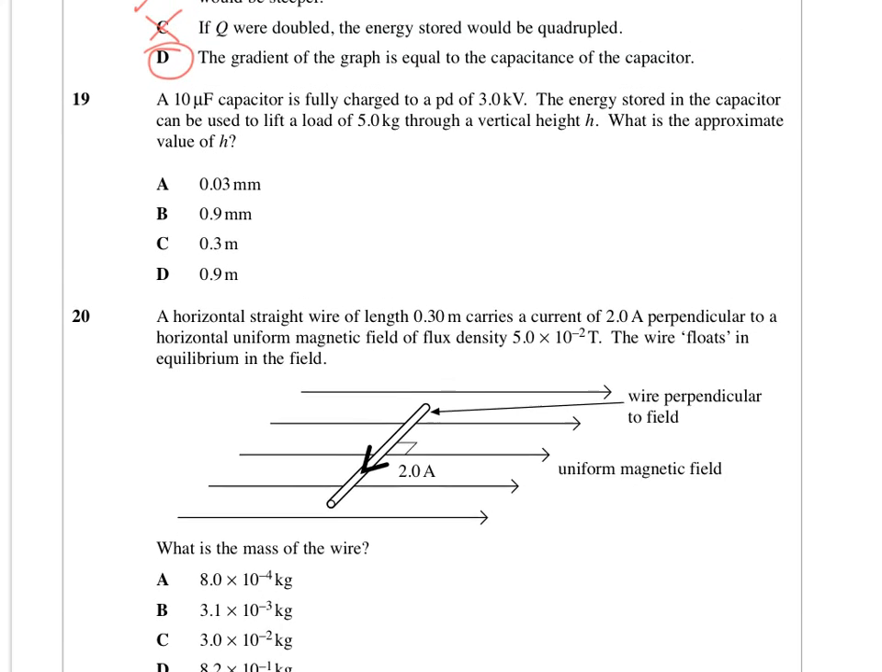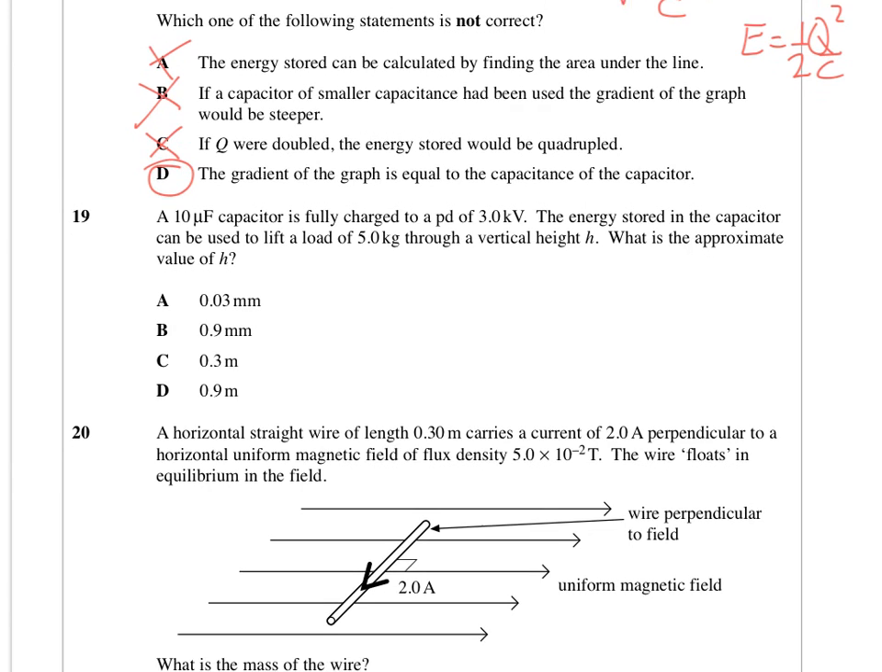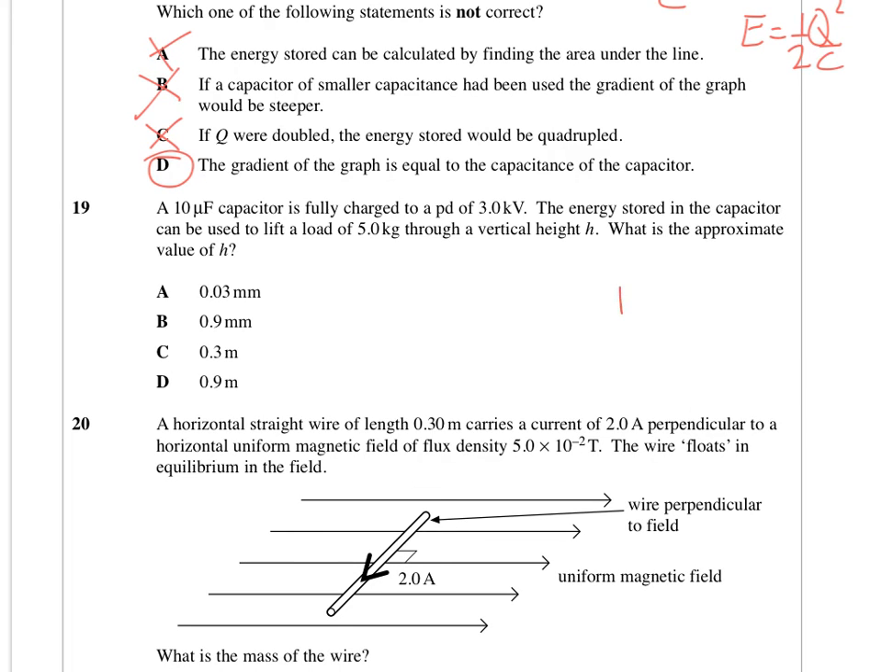A 10 microfarad capacitor is fully charged to a potential difference of 3.0 kilovolts. Energy stored in the capacitor can be used to lift a load of 5.0 kilograms to a vertical height h. What is the approximate value of h? So we're going to think about changing energy, essentially. So the change in GPE is going to be that. And the energy stored in the capacitor is going to be a half CV squared.